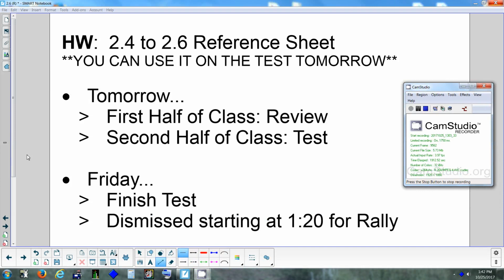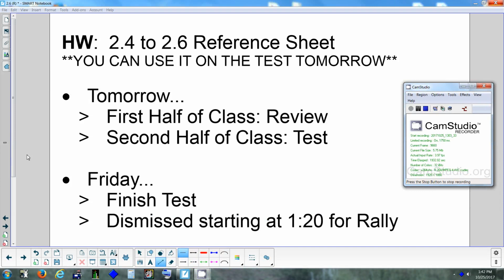Alright, so we'll start the test tomorrow. If you finish tomorrow in 39 minutes of class, great. You have nothing to worry about on Friday. But some people may not finish. You can be quiet to them on Friday. Friday, we'll finish the test. If you didn't finish the test tomorrow, you'll finish it Friday.